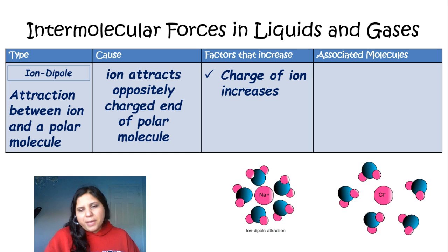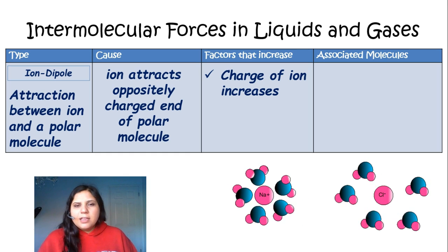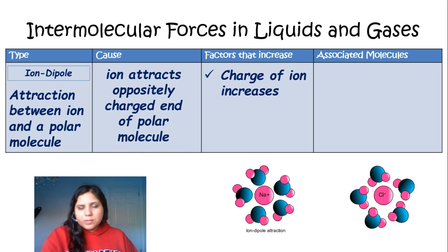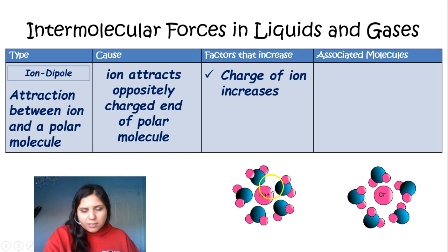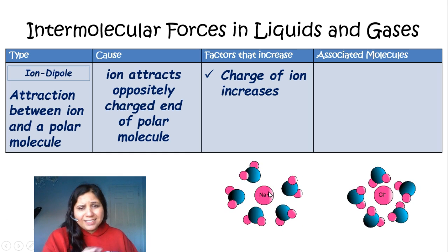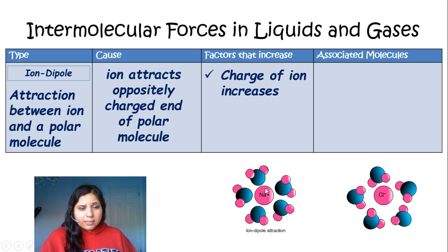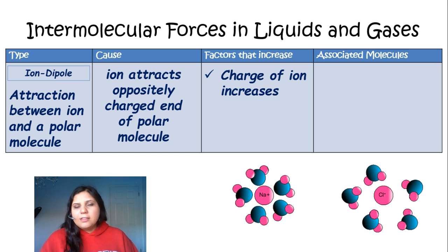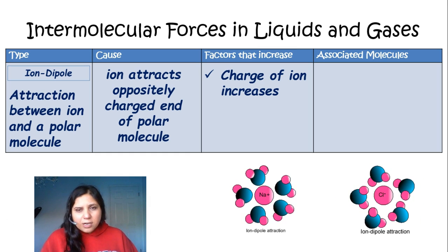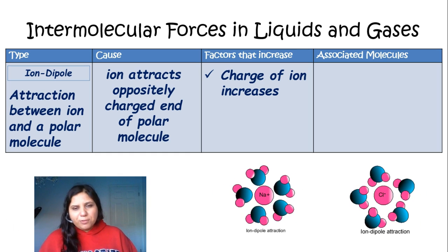All right, factors that can increase this. If you have to compare 2 different ion dipoles, then you would look at the charge of the ion. So if I'm looking at, let's say, sodium, which has a 1+ charge, we're actually looking at the magnitude of the charge, versus if I had calcium, which is a 2+ charge. Calcium having a greater charge would be stronger in terms of those ion-dipole forces.